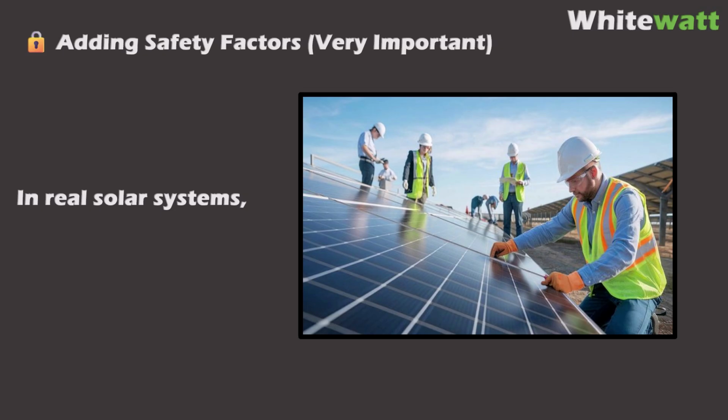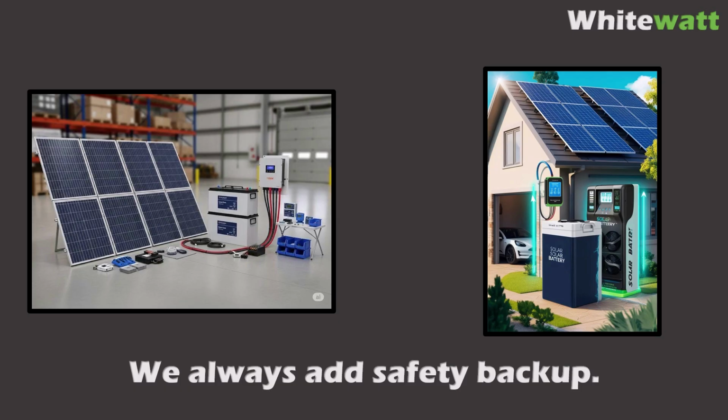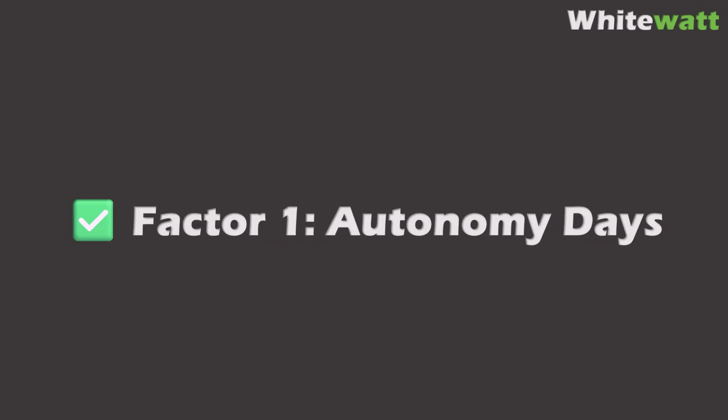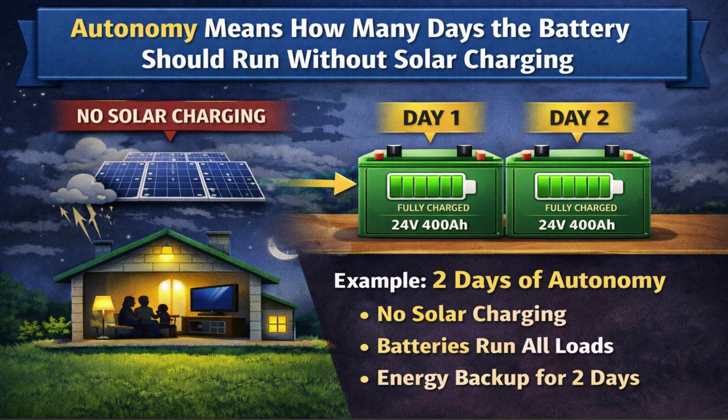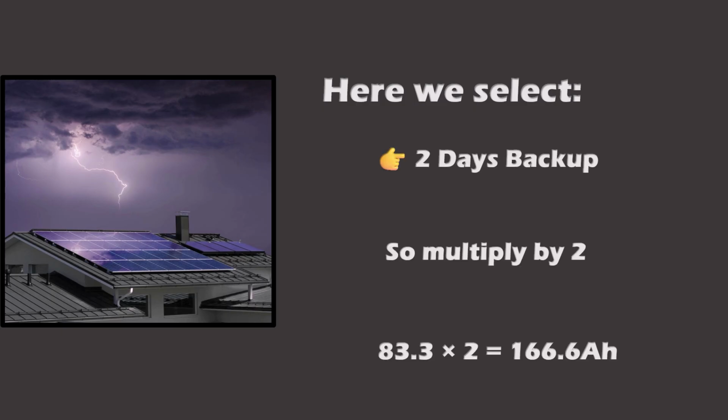Adding safety factor is very important. In a real solar system, we never select a battery exactly equal to the calculation. We always add safety backup. Factor 1: autonomy days. Autonomy means how many days the battery should run without solar charging. Here we select 2 days backup. So multiply by 2. 83.3 multiplied by 2. The answer becomes 166.6 ampere hour.